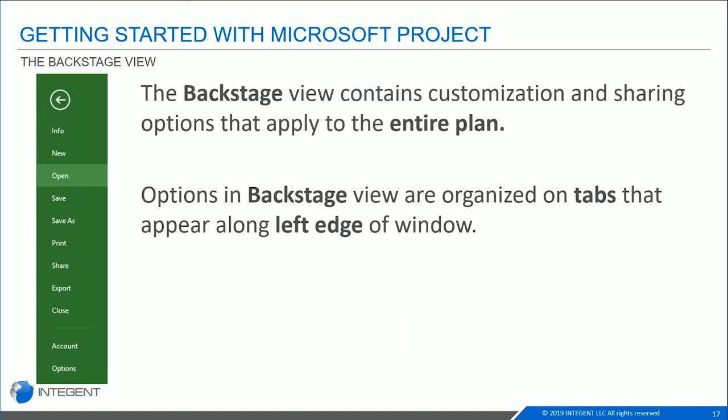You have Print as well, which has your options for printing the current plan that you have open, which will print whatever you have in your current view. So if you only want to print a few columns, then you should hide those columns and then print your page from there.